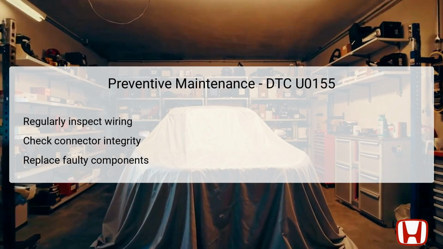Additionally, keeping an eye on the performance of the components connected through the BCAN network can help maintain the overall health of the system. If any components are known to be faulty or compromised, they should be replaced promptly. Consistent preventive maintenance can significantly enhance the longevity and reliability of vehicle electronic systems.